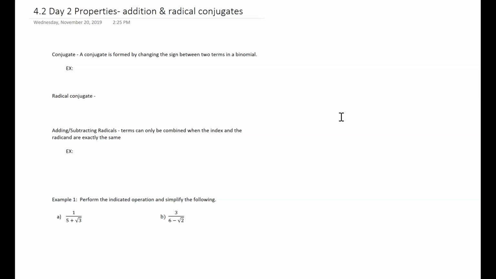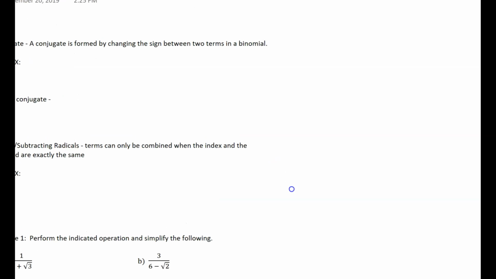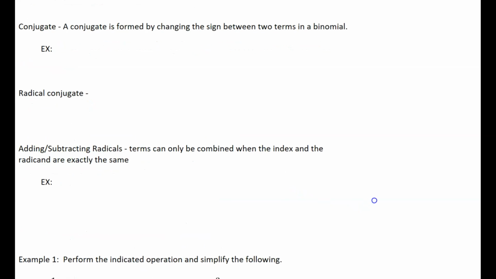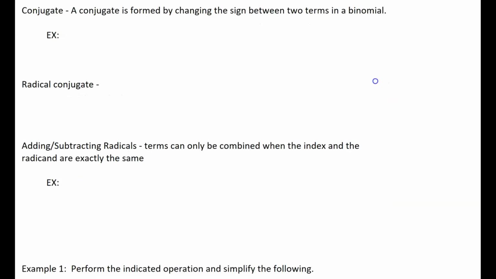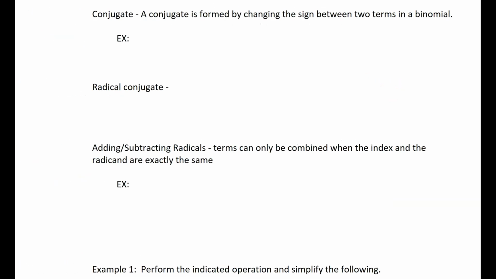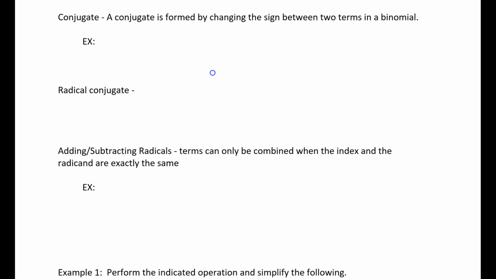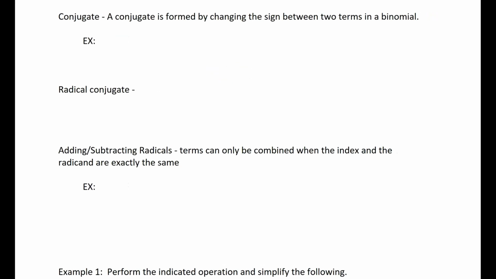So we are continuing with 4.2, bless you, and looking at some more properties of radicals. So first term we're looking at is called conjugate. And so a conjugate is basically formed by changing the sign between two terms in a binomial. So again, any binomial.